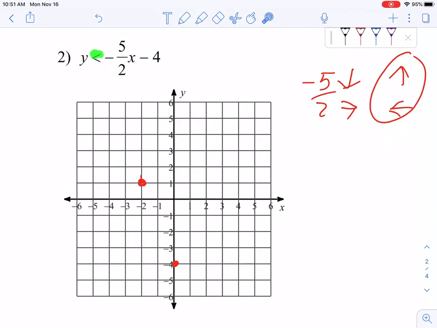I'm looking here to see solid or dashed. It's telling me dashed line because it's not or equal to. It's just less than. And less than means that we're going to shade everything below our line. So I'm going to look at my y-intercept and then shade below my line based on that.